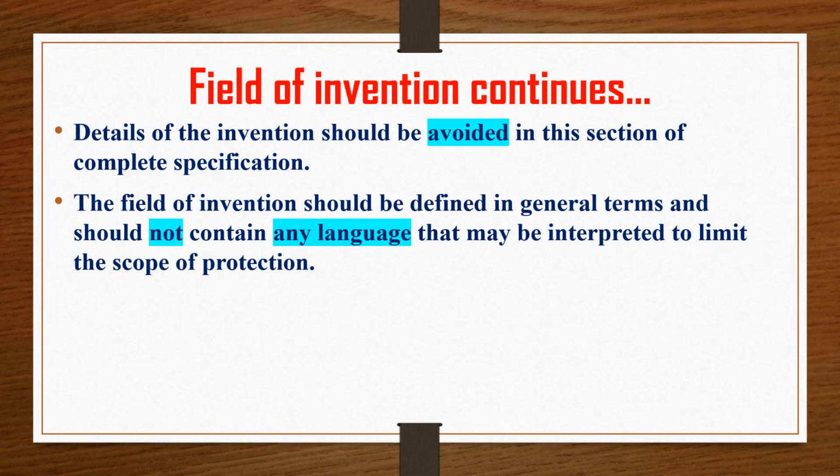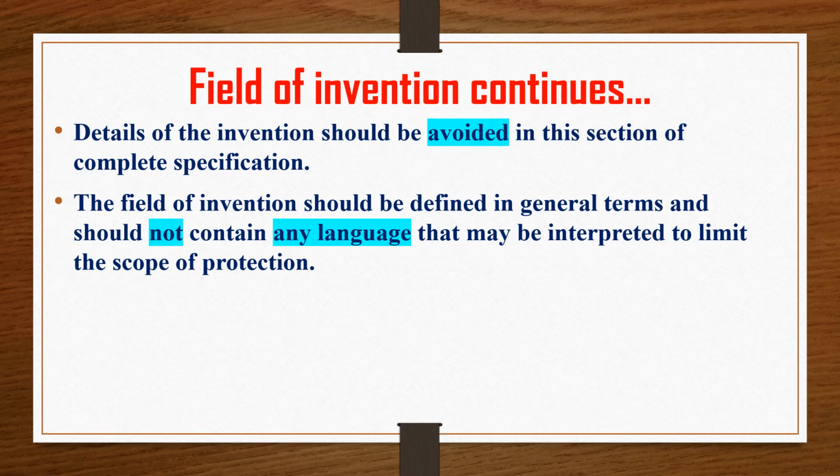So, next point of the same topic. Field of invention continues. The point is details of the invention should be avoided in this particular section of the complete specification. That means details are not required here. The next point is the field of invention should be defined in general terms and should not contain any language that may be interpreted to limit the scope of protection.